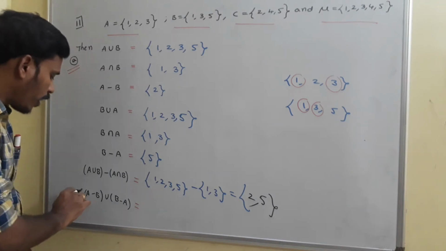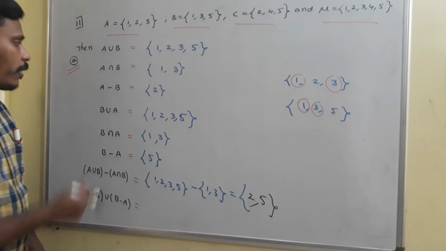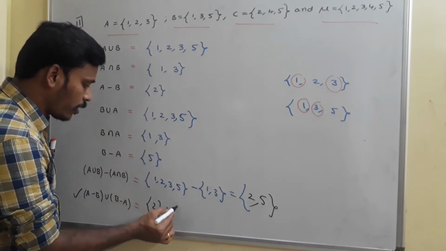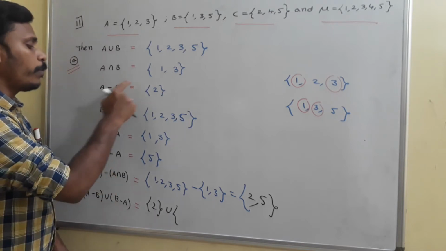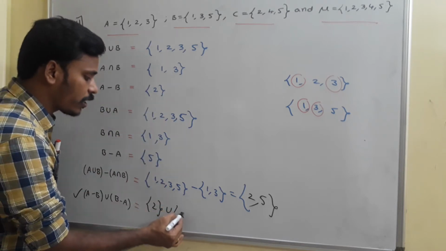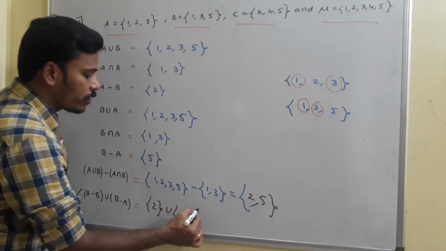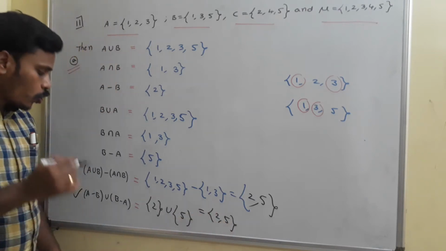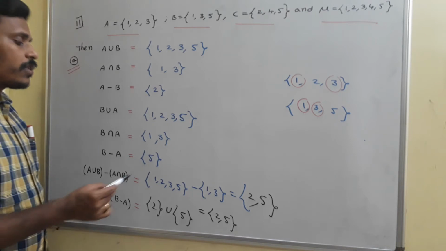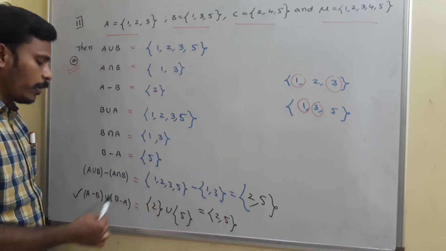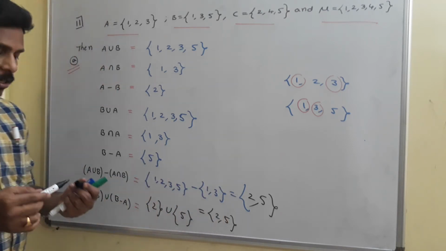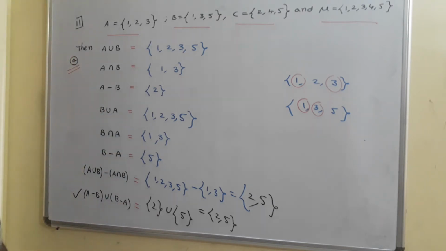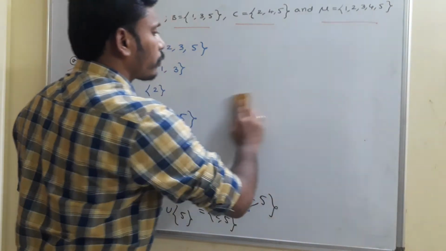And the last one, A minus B union B minus A. A minus B is the singleton set 2, union. B minus A means what? B minus A is the singleton set 5. We need to combine these. Then you will get 2, 5. So at the end, this is A union B minus A intersection B, and this is A minus B union B minus A. Is it clear? And these are some simple problems in 11A.